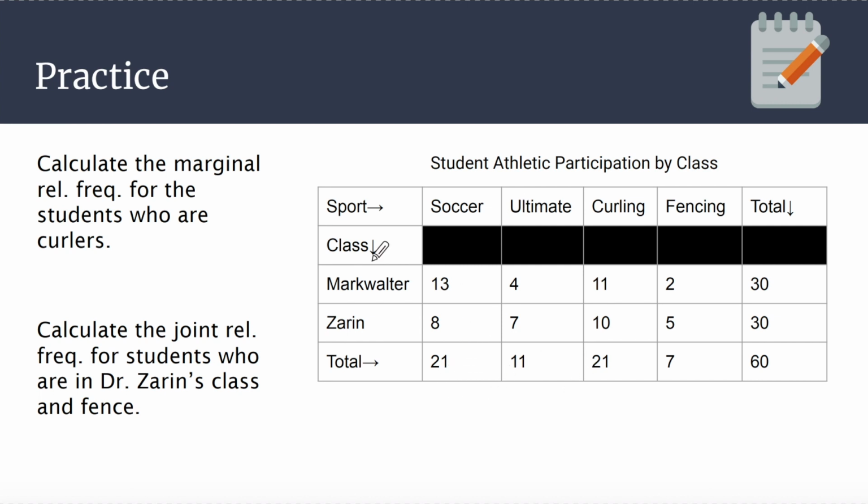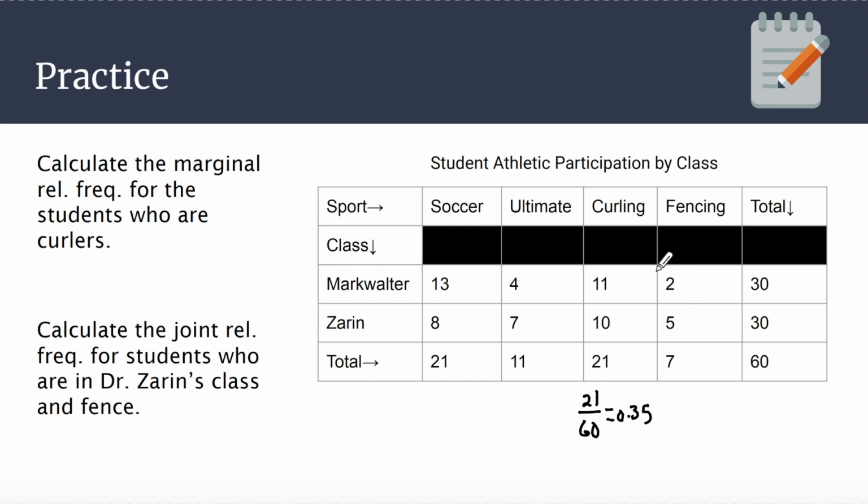All right, so let's take a look. If we want to calculate the marginal relative frequency for students who are curlers, students who are curlers is right here. There are 21, and it's 21 out of 60, which actually happens to be the same proportion as what we saw earlier for our soccer players, right? So that is 0.35, or 35%, is our marginal relative frequency for our curlers.